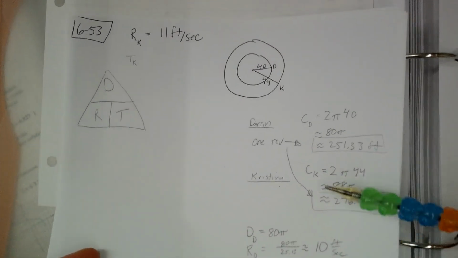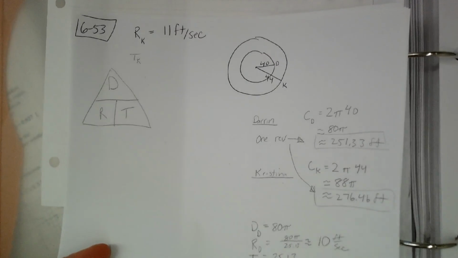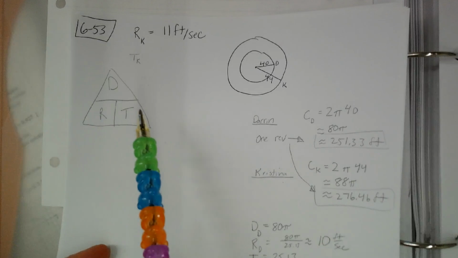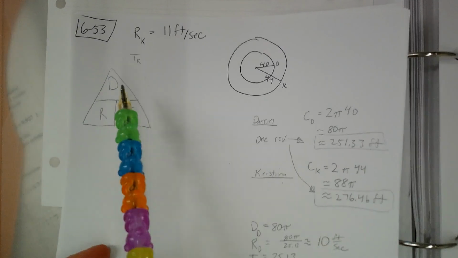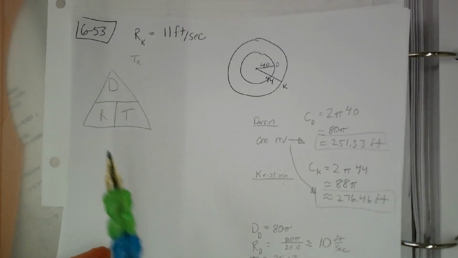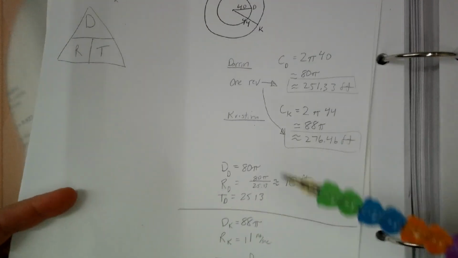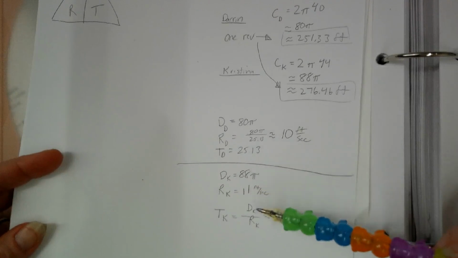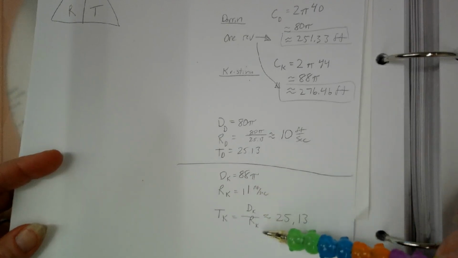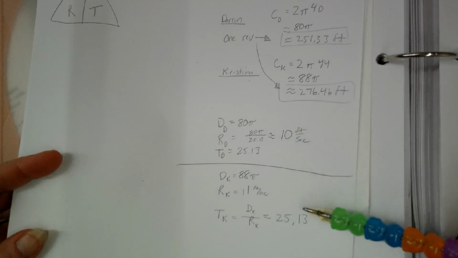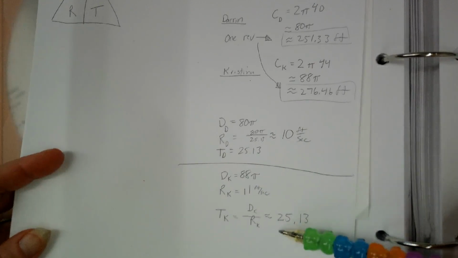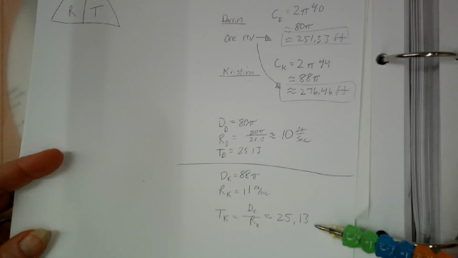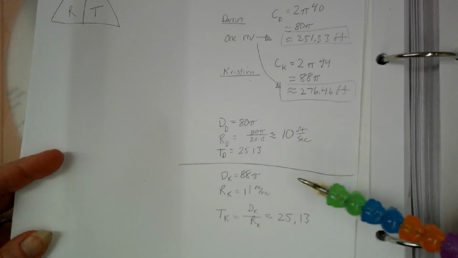So I know I can get Christina's time, because I know that rate is distance divided by time, and time is distance divided by rate. So I took her distance and divided by her rate, because we had both of those. And I found out that it took Christina 25.13 seconds to go once around.